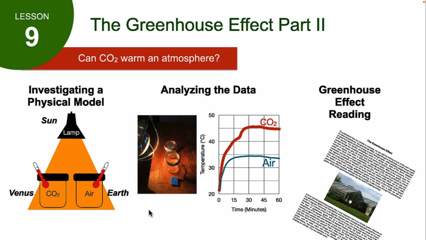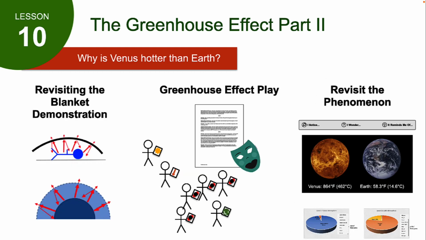After writing their own claim interpreting the data, they read an article connecting the physical model that they made to the Earth's real-world atmosphere. Lesson 10 is about putting the pieces together. Students revisit the blanket demonstration and show how it relates to the greenhouse effect, drawing models of the blanket system and the Earth system. They then demonstrate their understanding of the greenhouse effect from another perspective, a theatrical production.